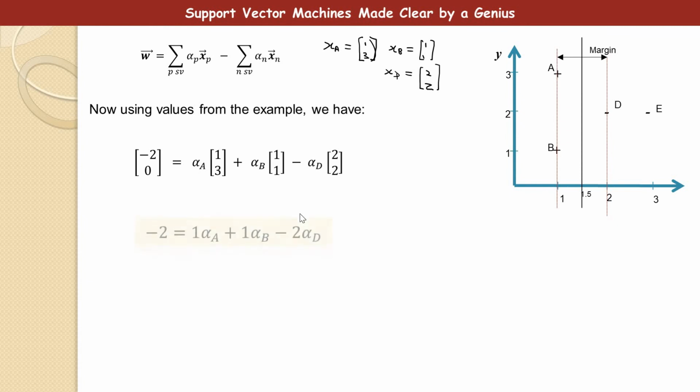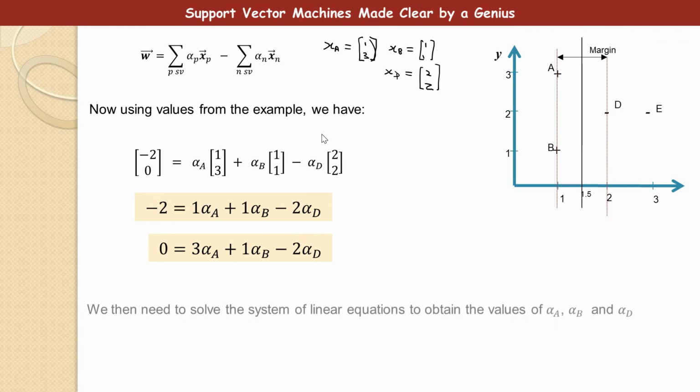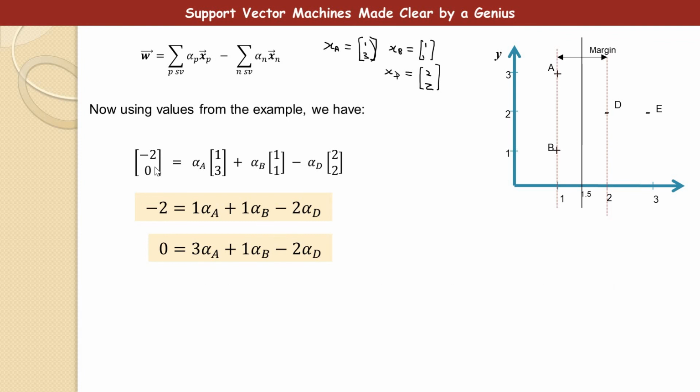So from here we can actually form 2 equations, because the first equation: 2 minus 2 is equal to alpha A times 1 plus alpha B times 1 minus alpha D times 2. The next equation gives us, from this one, 0 is equal to alpha A times 3 plus alpha B times 1 minus alpha D times 2. So we already have the 3 system of equations that we would like to use to calculate the alpha values easily using the system of linear equations method.